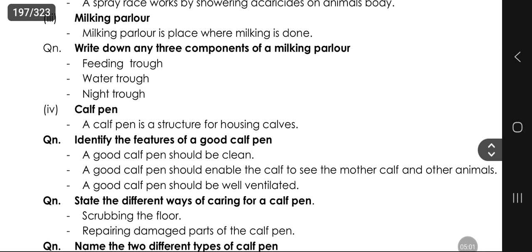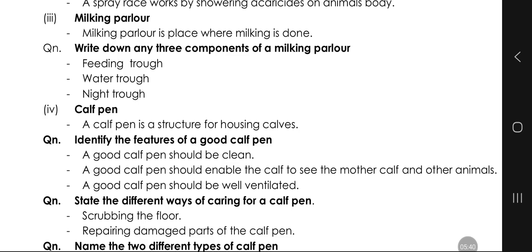Next, we talk about what we call a calf pen. A calf pen is a structure used for housing calves. It is the building where calves stay, since a calf does not stay in the same house as the big cows. So there is a different room, a different structure for the calves. We call it the calf pen. All of you repeat after me. It is a calf pen. Identify the features of a good calf pen. A good calf pen should be clean.